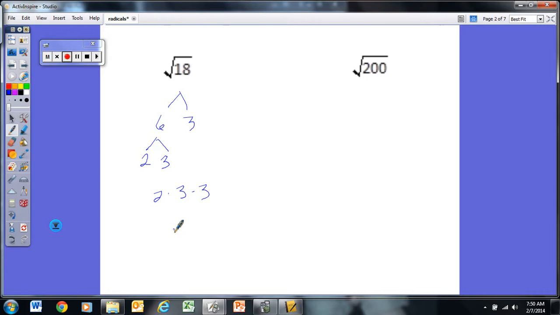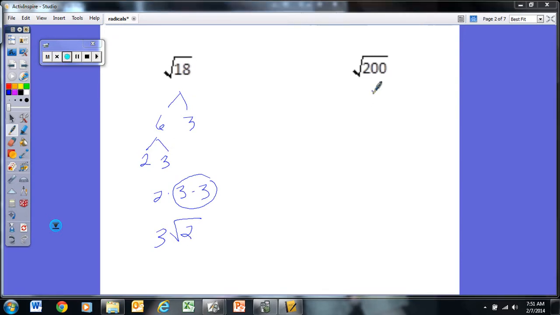So in order to put it in simplest radical form, you find anything you have a double of, like 3's, and you put that on the outside. Only one of them. Put one of those on the outside. Whatever's left over that you don't have a double of goes underneath the radical. Same answer we got before, but instead of using perfect squares, we used prime factorization.